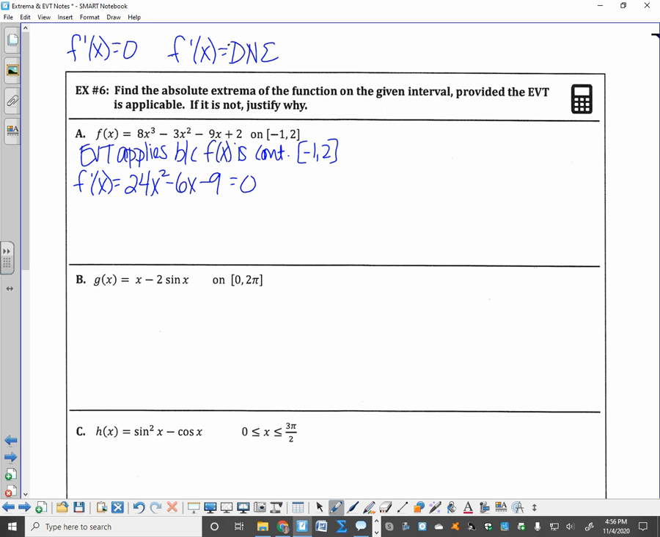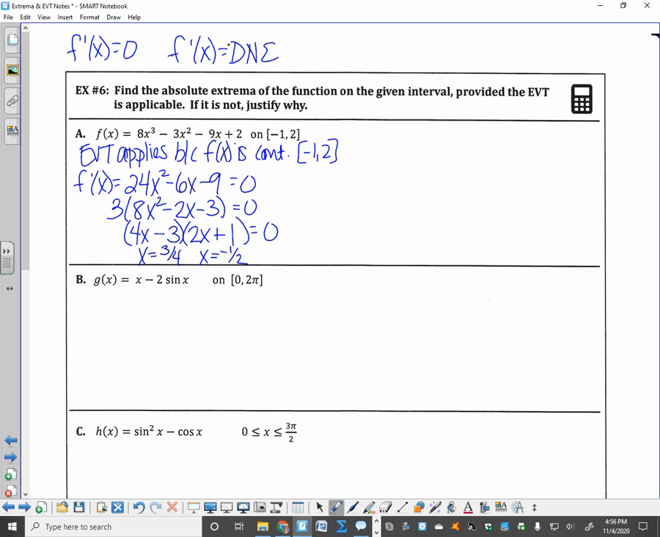And I'm going to factor this. I'm going to GCF a 3 just to make life simpler. There we go. And then I'm going to factor. Feel free to pause this and go at your own pace. 6 and 4, -6, +4. There we go. 3/4 and a -1/2. Okay, so those are my potential critical values.